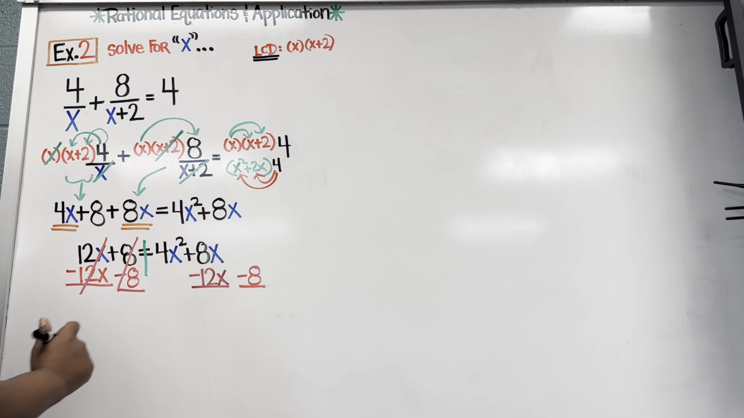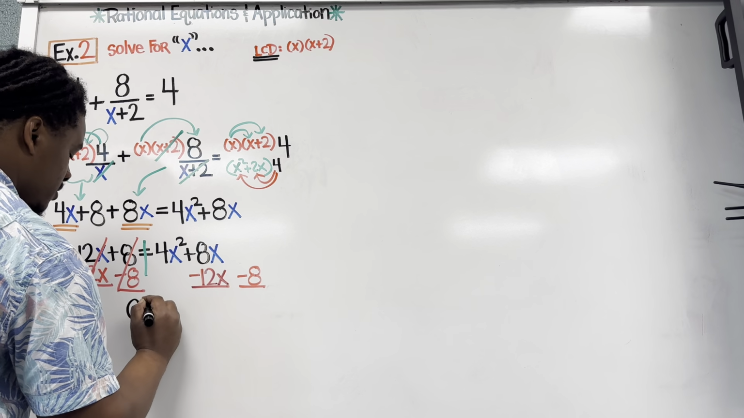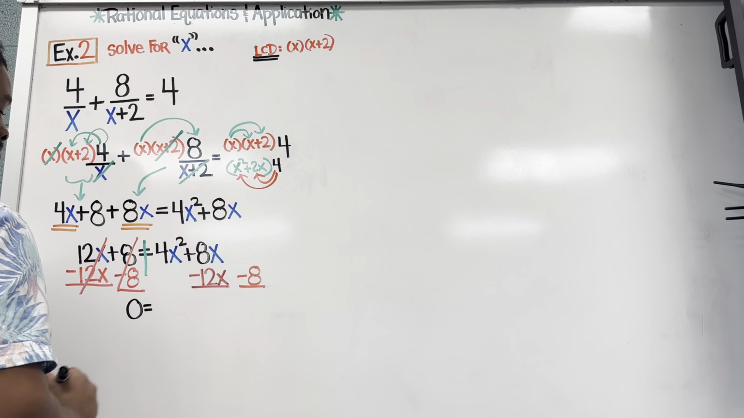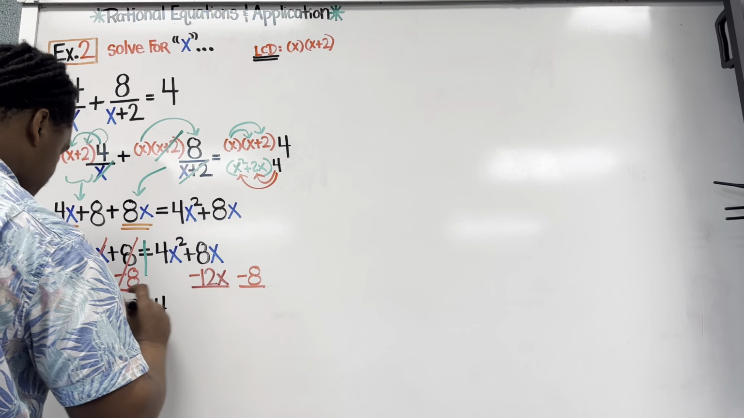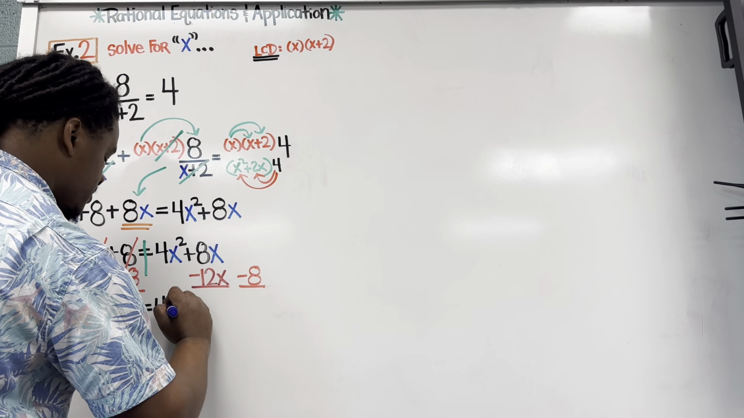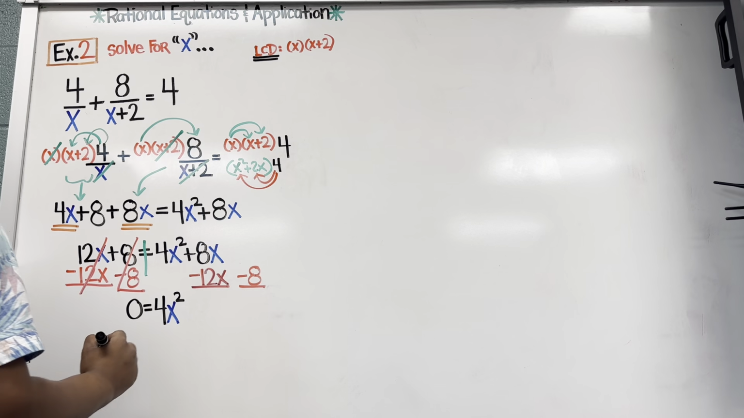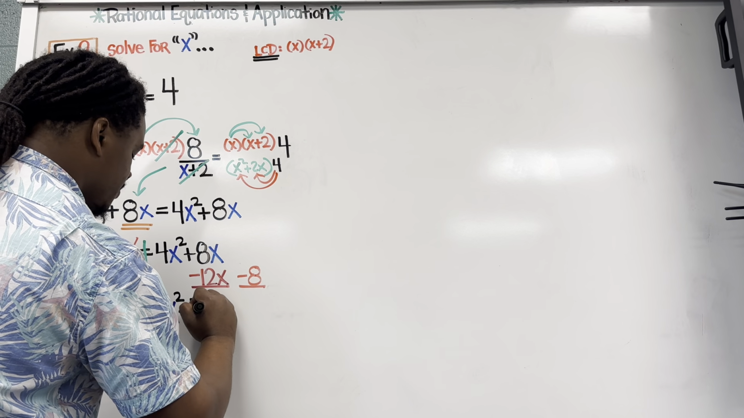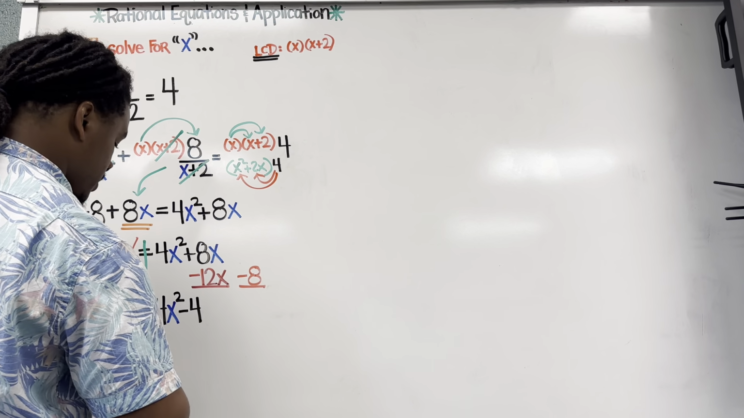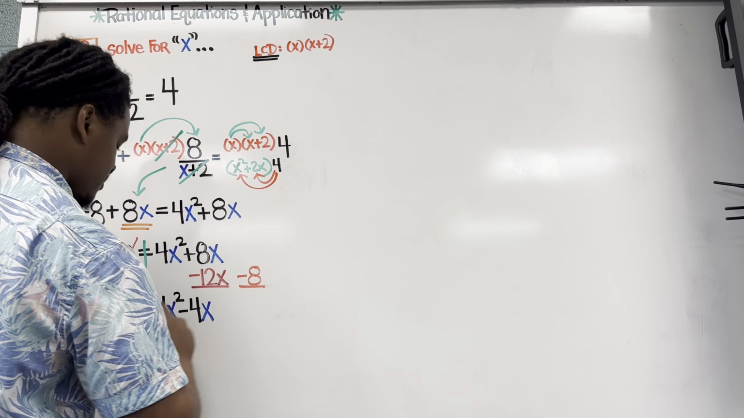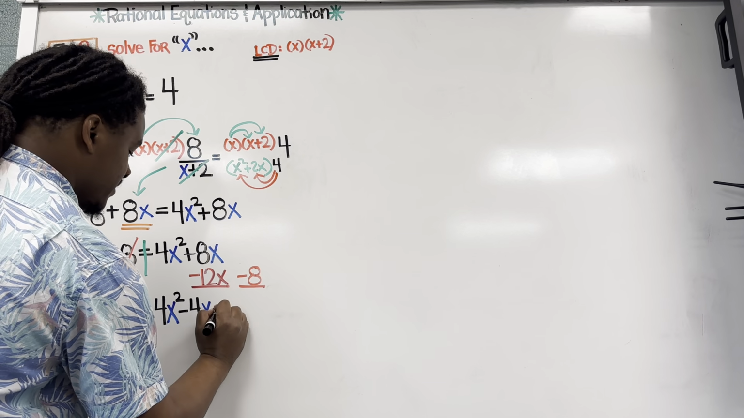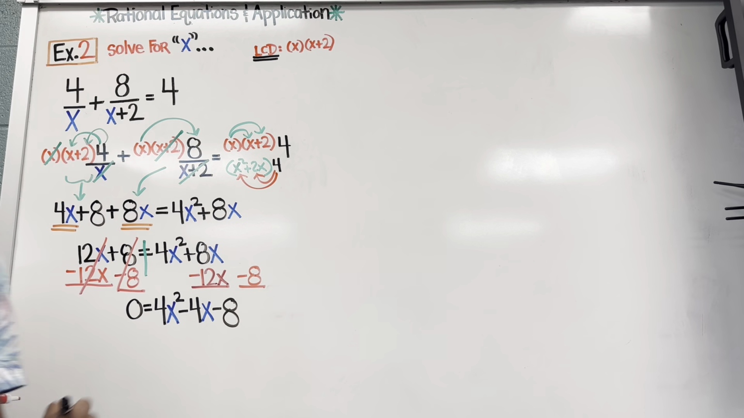So now, guys, we're going to have 0, which is what we want. 0 equals 4x squared. 8x minus 12x equals negative 4x. So I'm going to put a negative 4x, right? Minus 8. Okay?